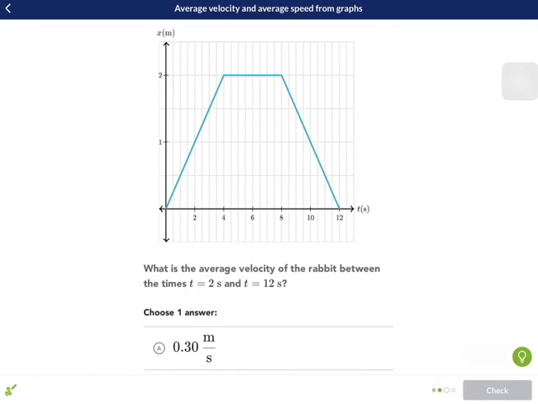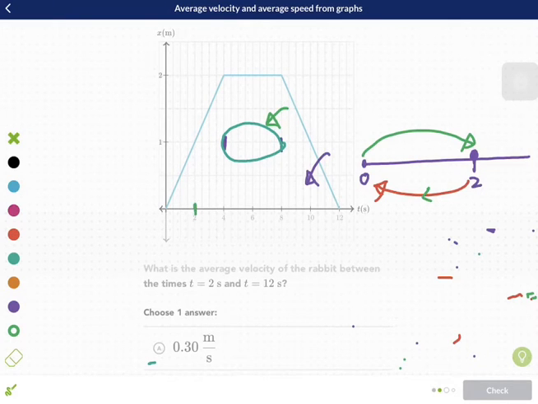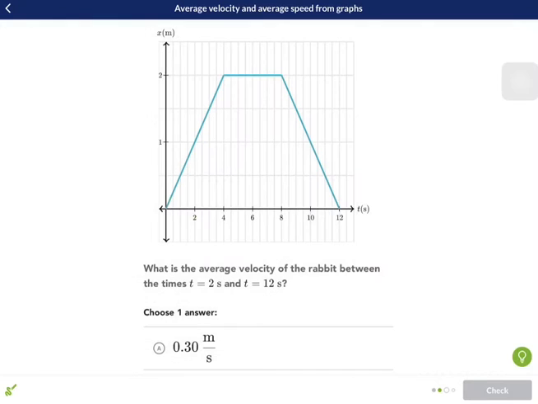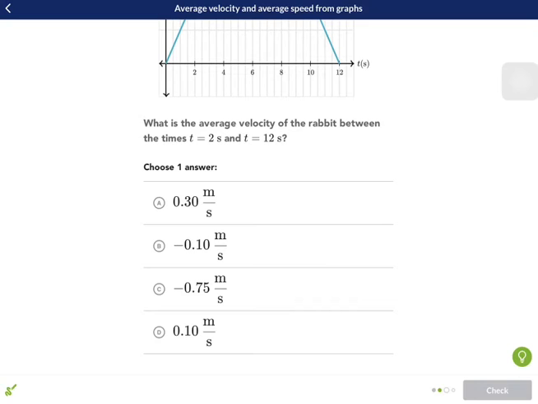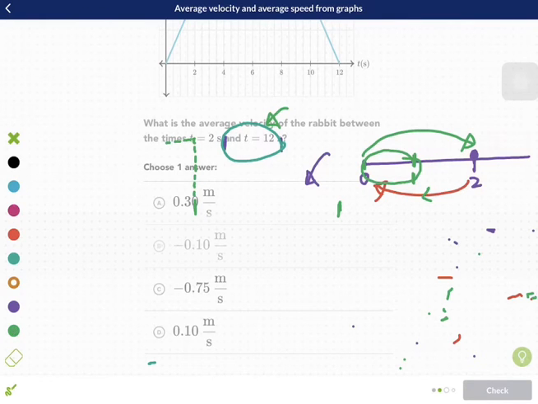So between time 2 and 12, when time equals 2 the distance of the rabbit is 1 meter, and when time equals 12 the distance is 0, so that means he is in the original position. So the displacement is 1 meter. What is the total time? The total time is 12 minus 2, that means 10. So t equals 10.